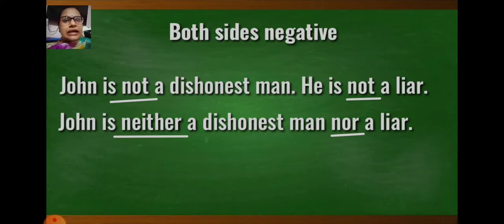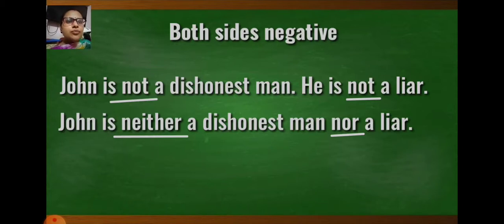if both the parts are negative, what you are supposed to do? For example, John is not a dishonest man, he is not a liar. So both the statements are for one person and both the statements are negative. John is not a dishonest man, he is not a liar. So what can you use in case of negatives? John is neither a dishonest man nor a liar.